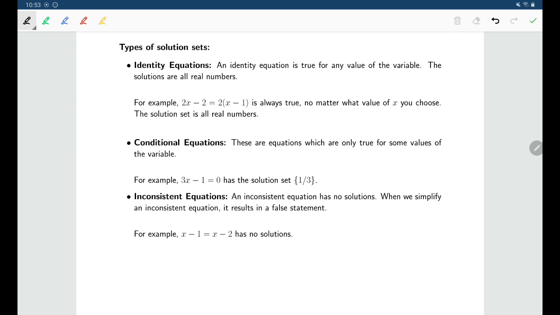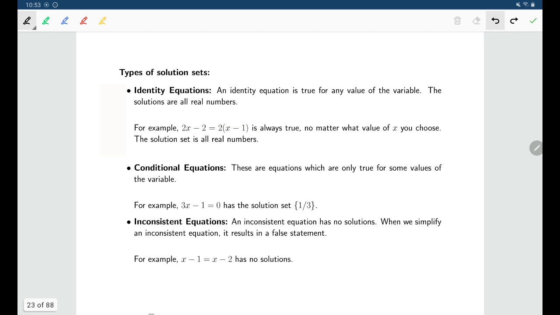But there's two other options. You could have equations that are always true statements. Those are called identity equations. So, for example, this equation, 2x minus 2 equals 2 times x minus 1. No matter what value for x you put in, the left side and the right side will always be equal to each other. So this will be true for any real value of x. So for this, you would say that the solution set is all real numbers.